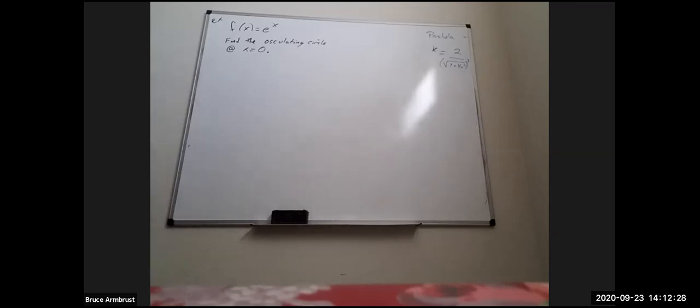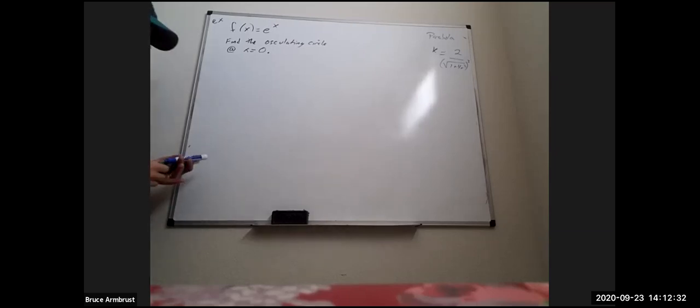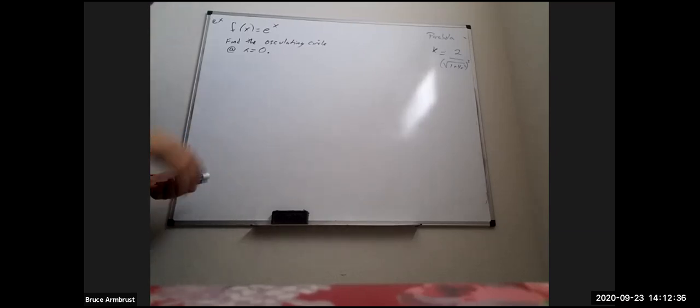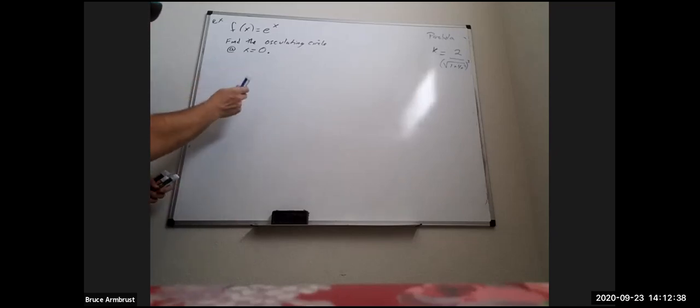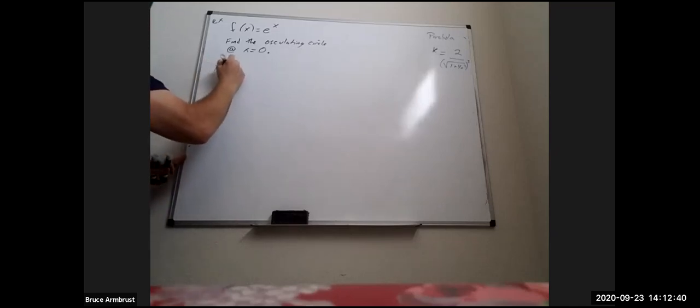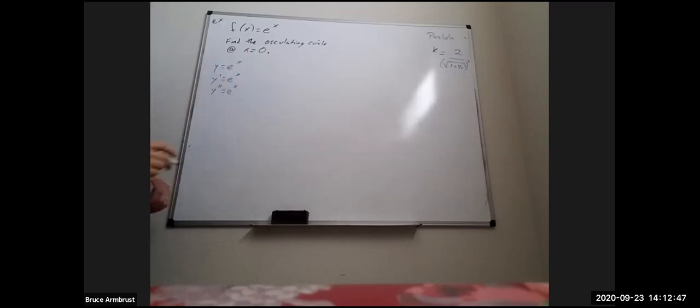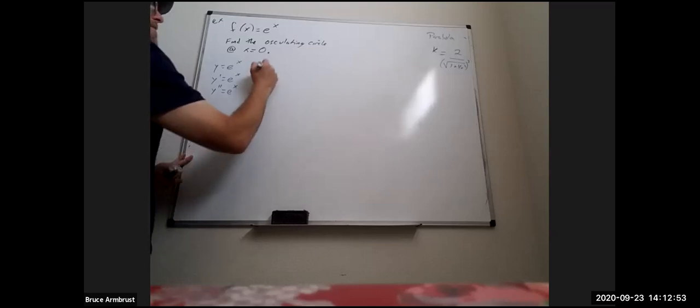All right, so let's use that last one. So we need to get y prime, y double prime. Well, since y is equal to e to the x, y prime is e to the x, y double prime is e to the x. Nice and easy. E to the x is always positive, so we don't even have to worry about absolute values.